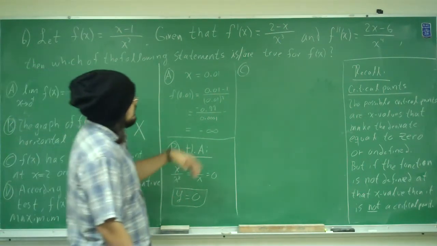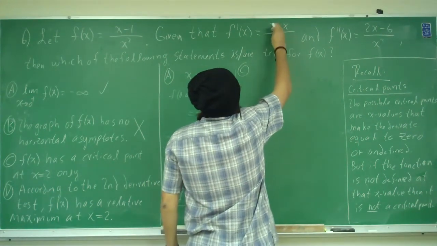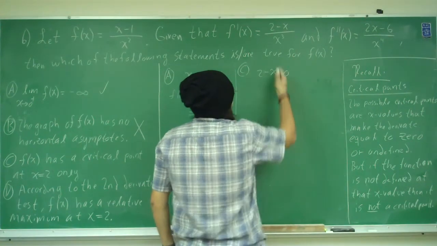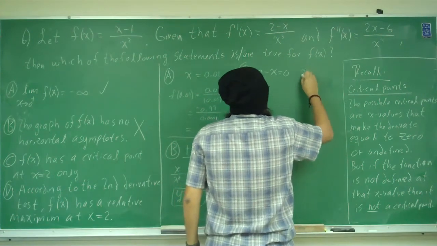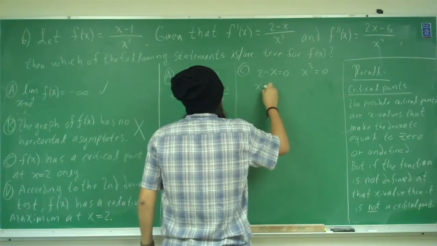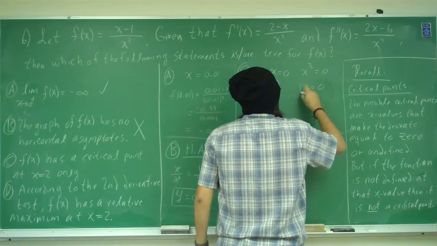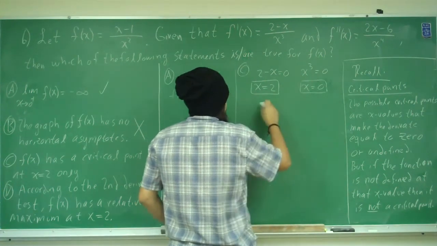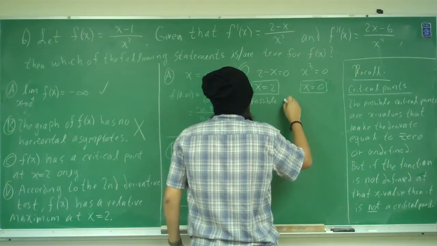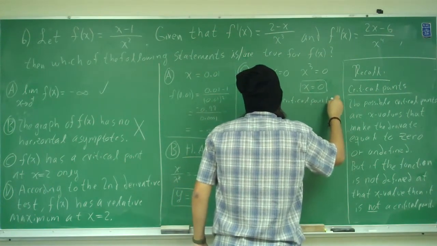So let's make the first derivative equal to 0. When the first derivative is equal to 0, the numerator is equal to 0. So set 2 minus x equal to 0. And it's undefined when the denominator is equal to 0, so set x cubed equal to 0. If you do that, we obtain that x is equal to 2, and we obtain that x is equal to 0. These are possible critical points. They're not critical points yet.